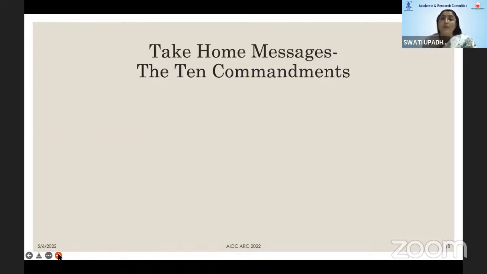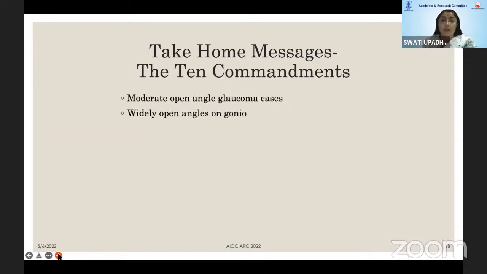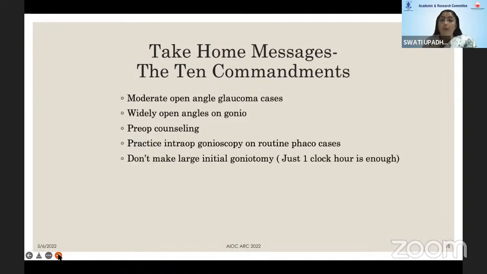So my take home messages will be the 10 commandments. Select moderate open angle glaucoma cases to begin with. Use widely open angles on gonioscopy. Do very good preoperative counseling. Practice intraop gonioscopy on your routine phaco cases. Don't make a large initial goniotomy, just 1 clock hour is enough.